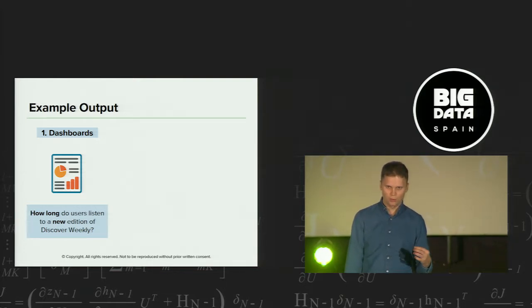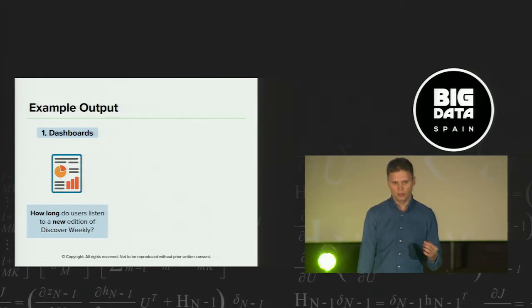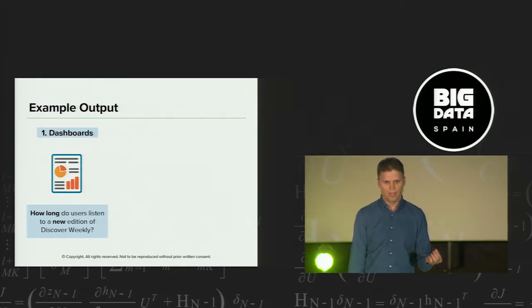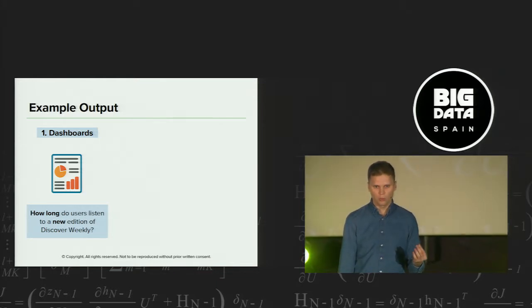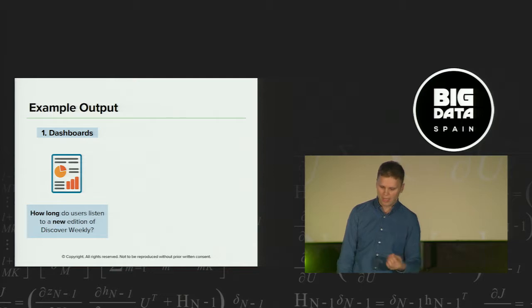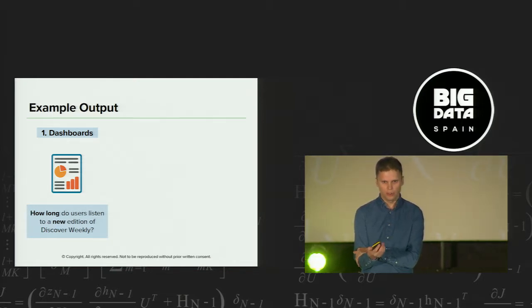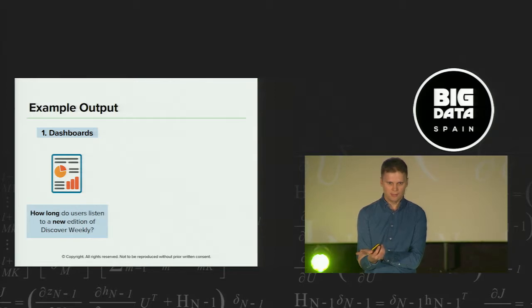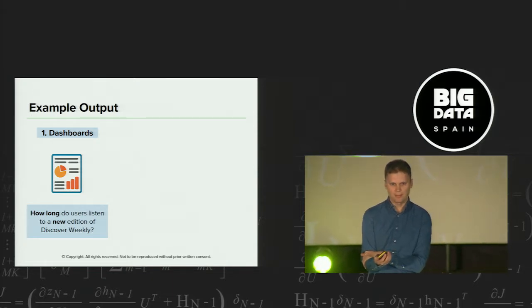If you don't know, Discover Weekly is a personalized playlist created for each user by Spotify each week, and it contains fresh, new music that a user might like. And because this playlist is generated each week for each user, those statistics might change depending on how good the music recommendations are. So it definitely makes sense to visualize those numbers and look at them.